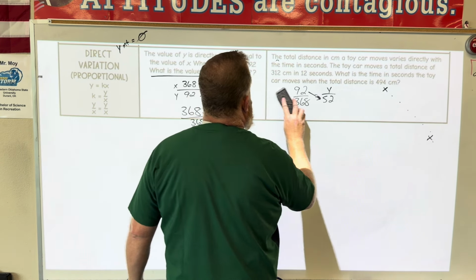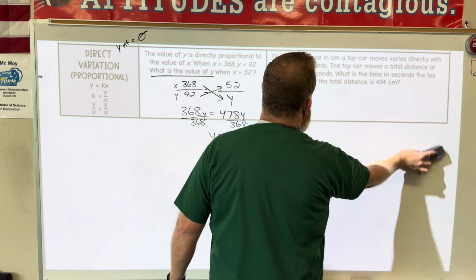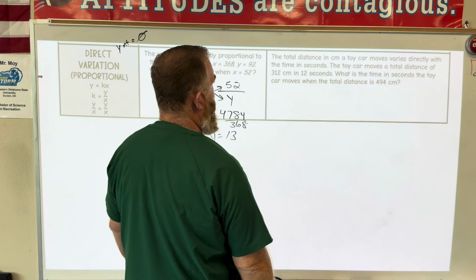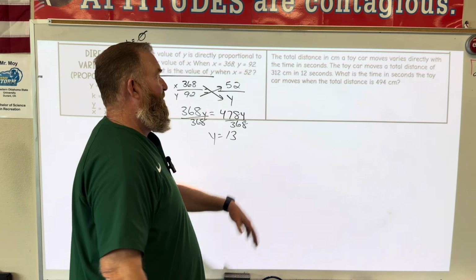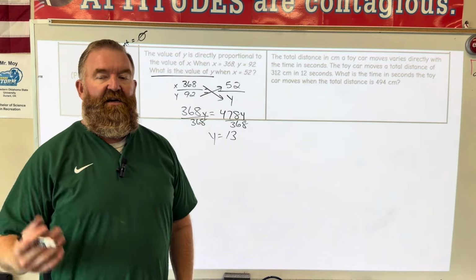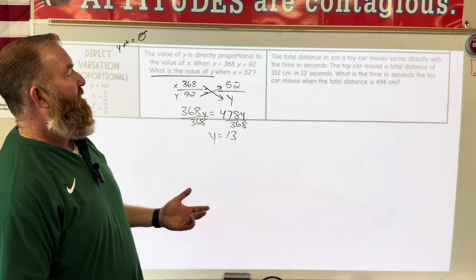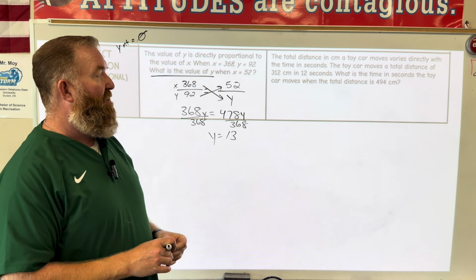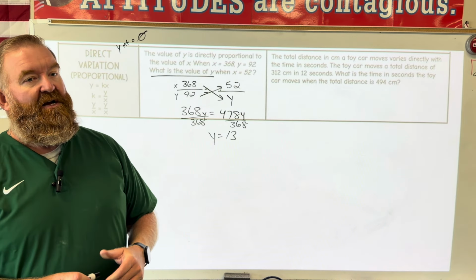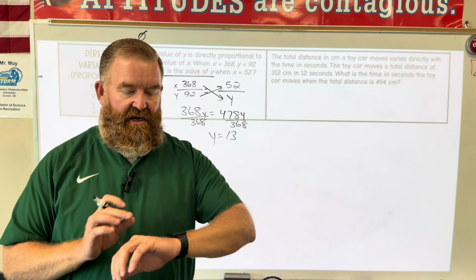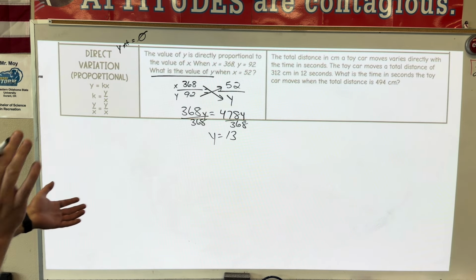All right, here we go. The total distance in centimeters a car moves varies directly with time in seconds. The toy car moves a total of 312 centimeters in 12 seconds. Okay, what is the time in seconds when the car goes 494 centimeters? I'm going to pause the video. I'm going to let you set this up. Okay, go.